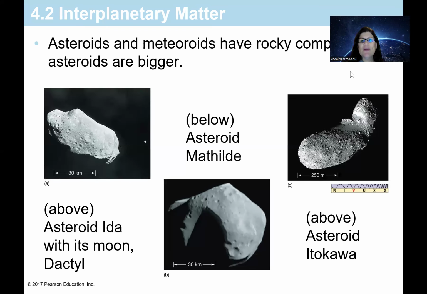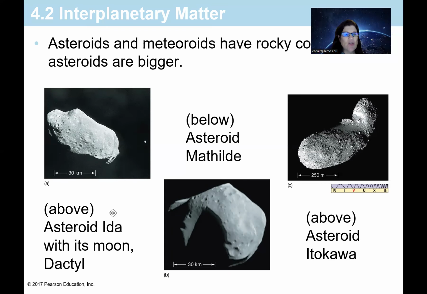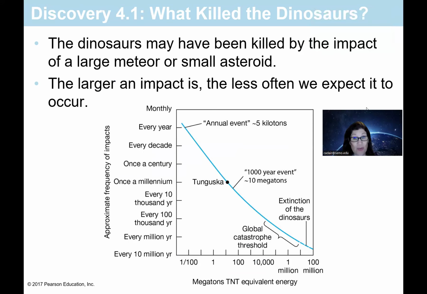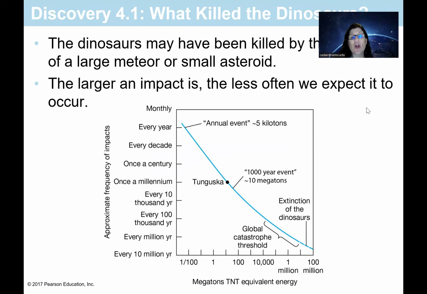So asteroids and meteoroids have a rocky composition, but asteroids are bigger. Here we have some different pictures of asteroids. Pretty cool. They're just kind of clumpy and weird looking. Okay, so the dinosaurs may have been killed by an impact from a large meteor or a small asteroid. The larger the impact is, the less often we can expect it to occur. Okay, so this is sort of hazard analysis 101.